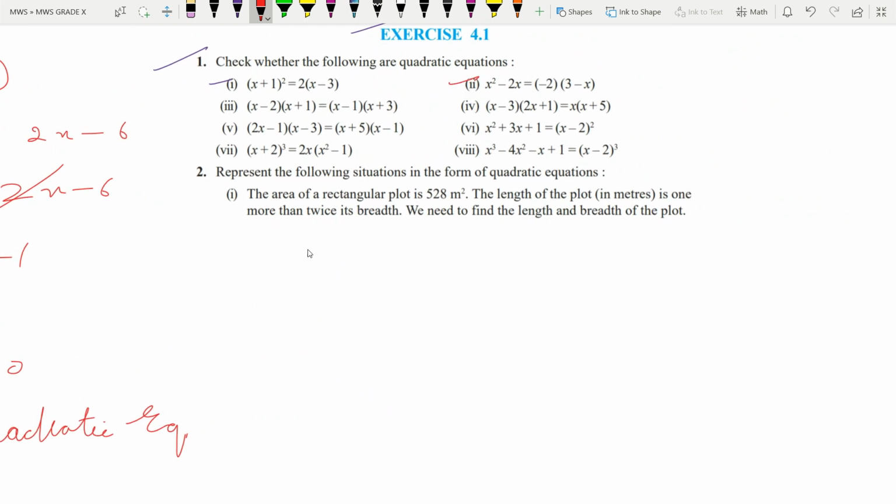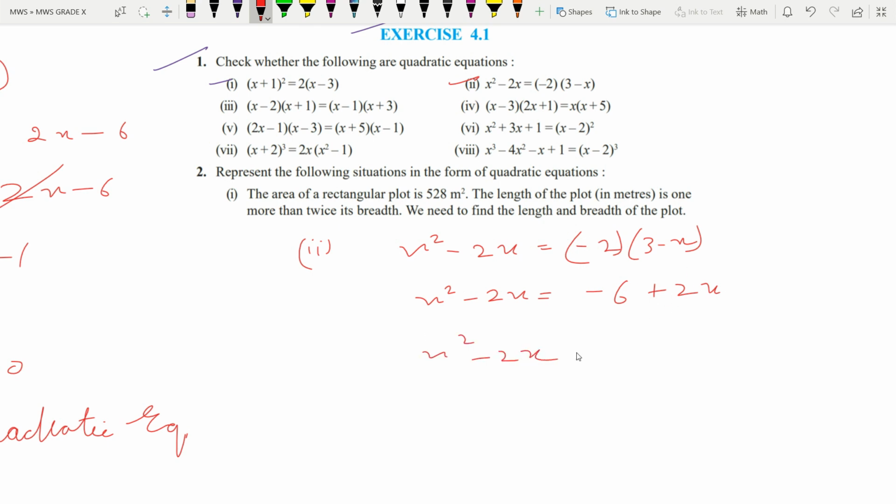For example, the second part: x square minus 2x is equal to minus 2 into 3 minus x. So let us multiply on the right side minus 2 into 3 is minus 6, minus 2 into minus x is plus 2x. Okay, so bring all the things this side: x square minus 2x, bring this plus 2x this side, minus 2x, bring this minus 6 this side, plus 6. Okay, x square minus 4x plus 6 is equal to 0. Yes, it is a quadratic equation. Again we have a degree 2.